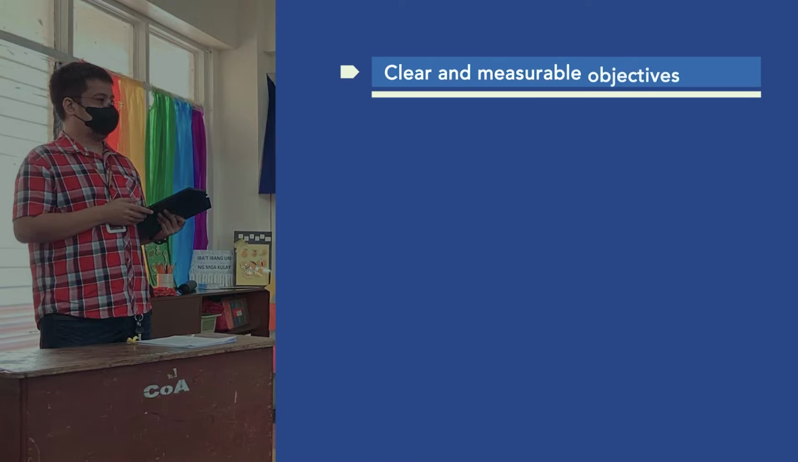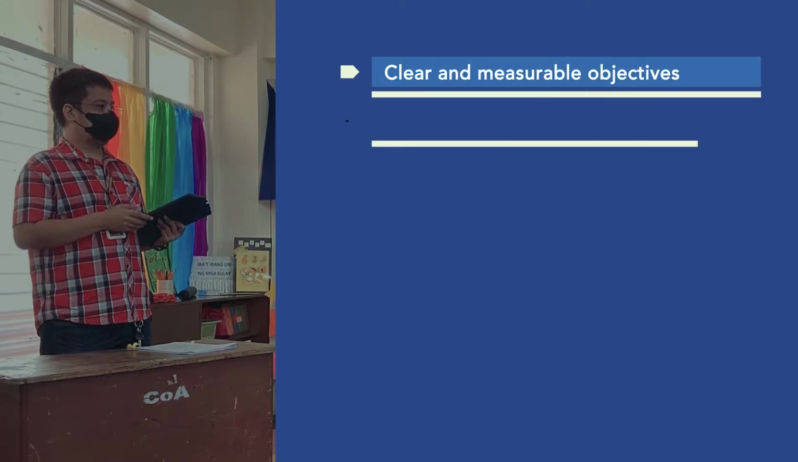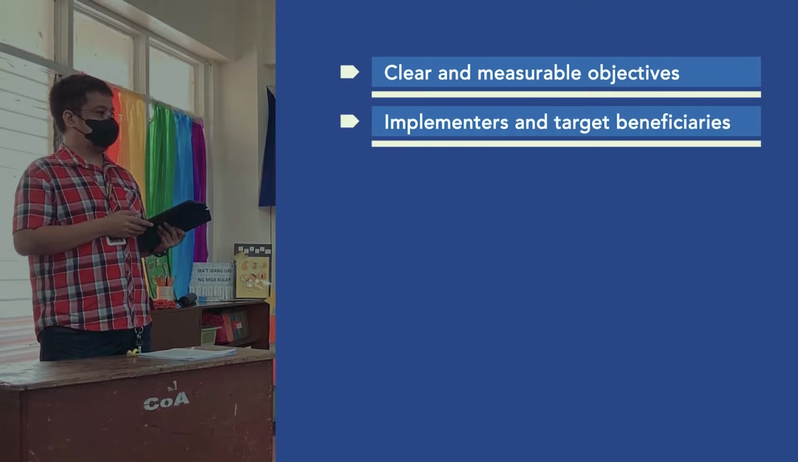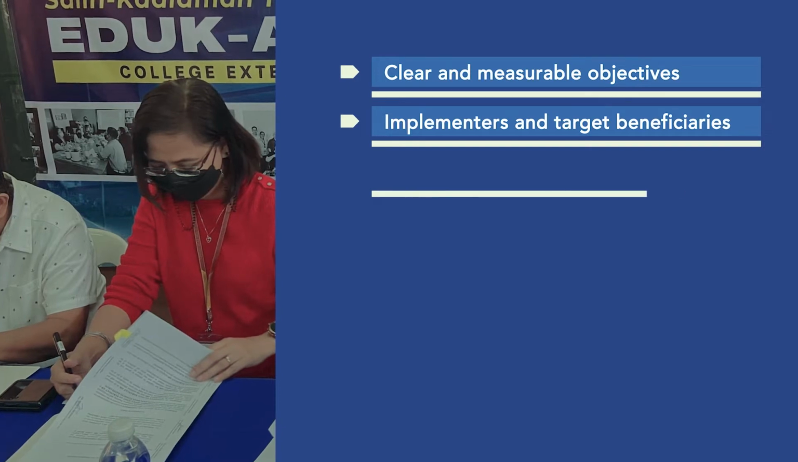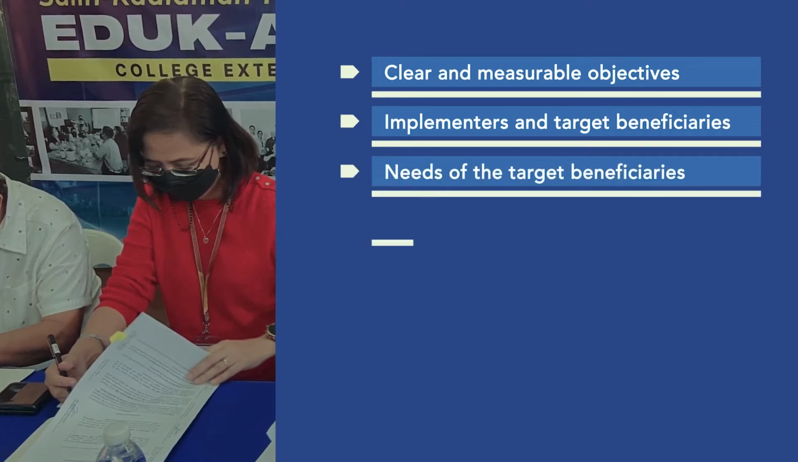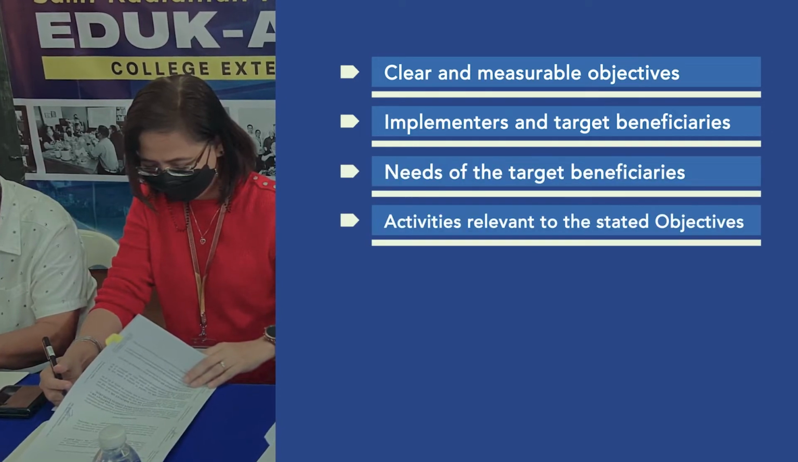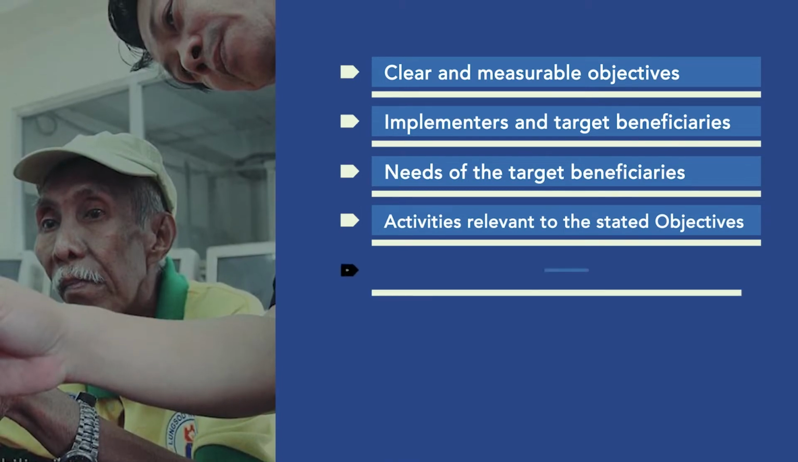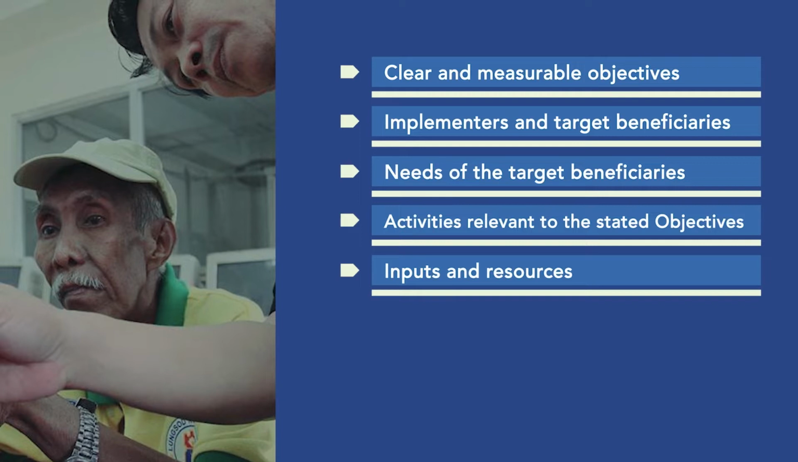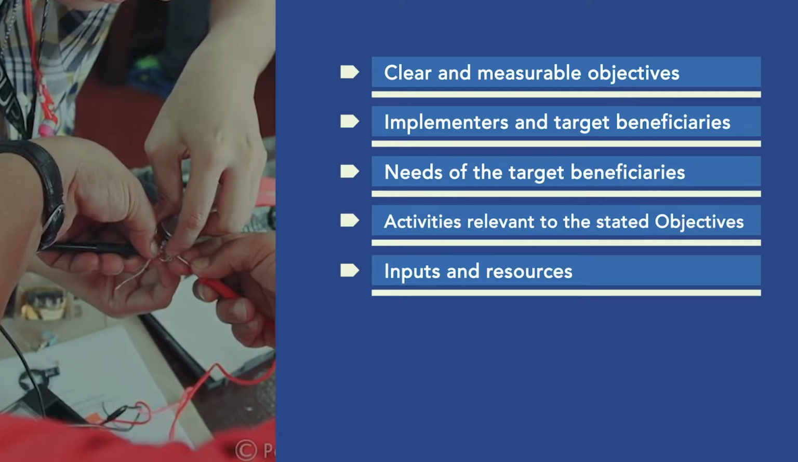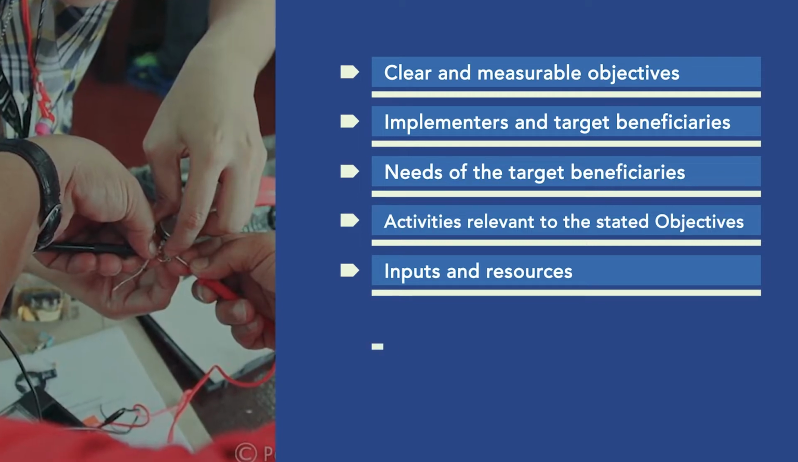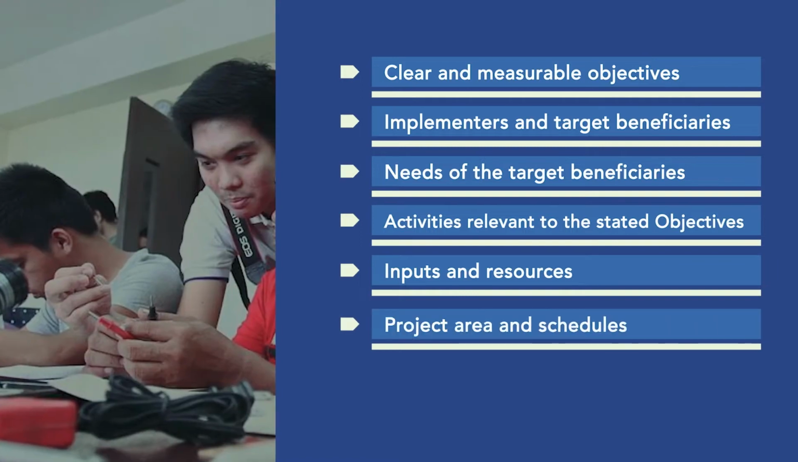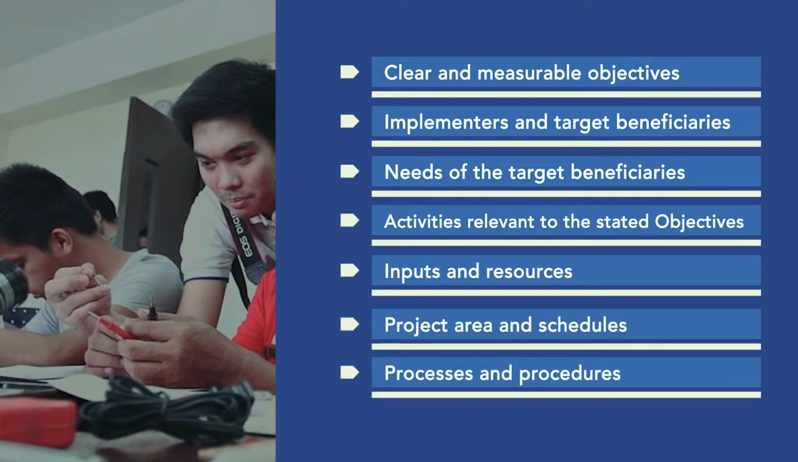Number 1, clear and measurable objectives. Number 2, implementers and target beneficiaries. Number 3, needs of the target beneficiaries. Number 4, activities relevant to the stated objectives. Number 5, inputs and resources: funding, staff, logistics, partners. Number 6, project area and schedules. And number 7, processes and procedures.